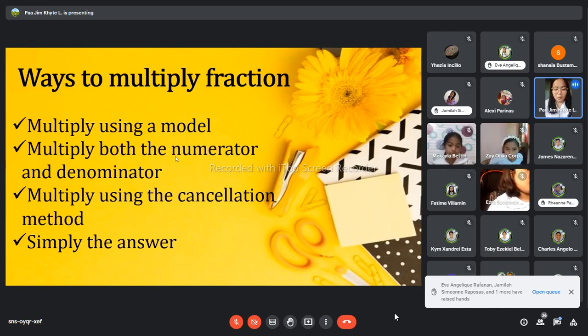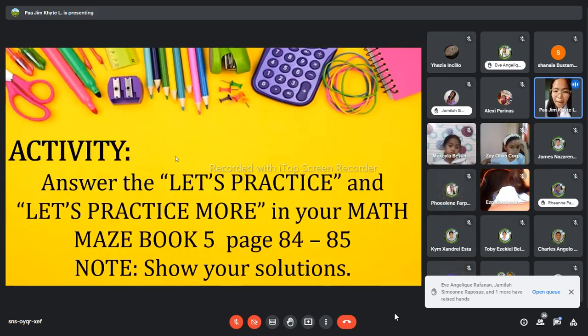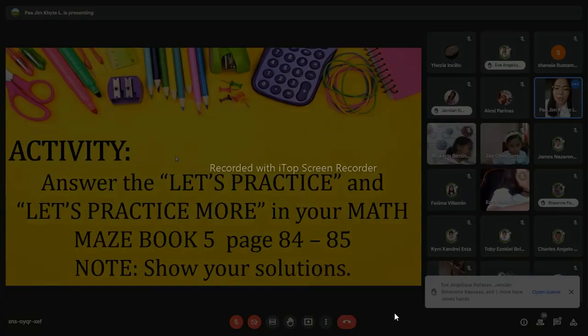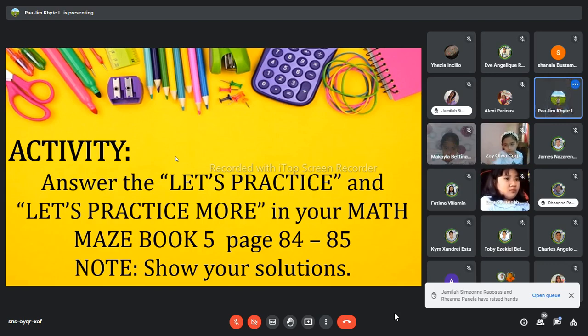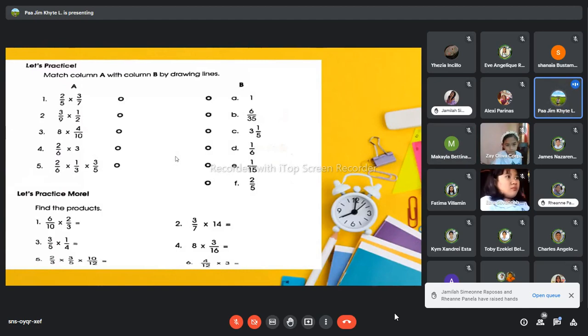And since you already mastered multiplying fractions, let's take a look at your activity. So, for your activity, you will answer the Let's Practice and Let's Practice More in your Math Maze Book 5, page 84 to 85. Please take note that you should show your solutions. This will be your activity. You can find it in your books.